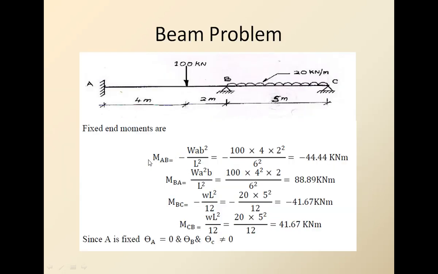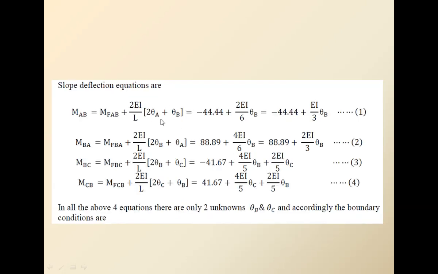Then already we know, based on the support condition, the fixed end will have 0 slope. The rotation at support A is 0. That you can eliminate, theta A from these equations. Now you see the unknown displacements in this beam are theta B and theta C. We have 2 unknowns, and we have 4 slope deflection equations. All the 4 equations are expressed in terms of only the unknowns, see here, theta B and theta C. Clear?